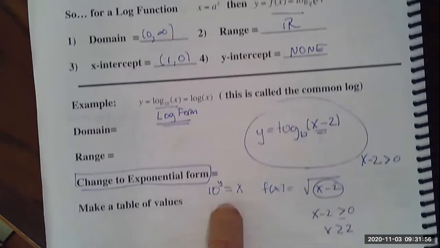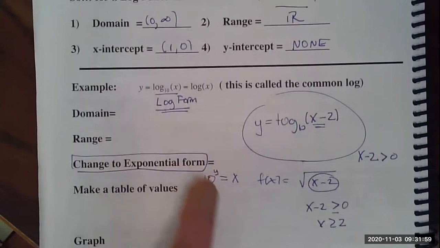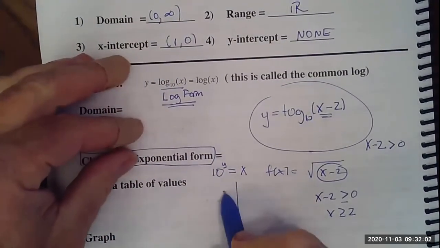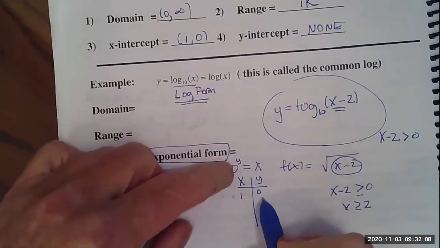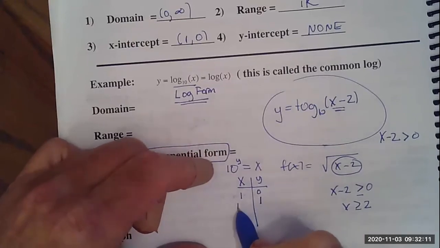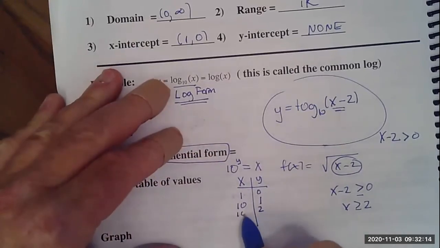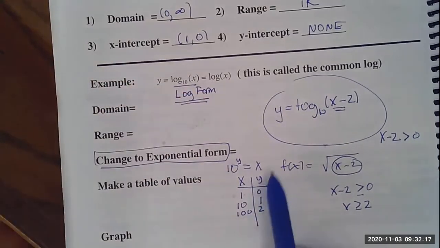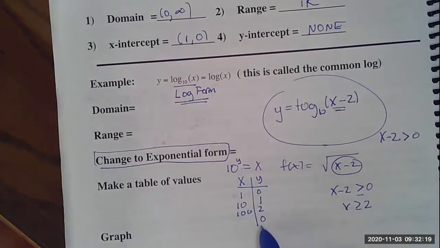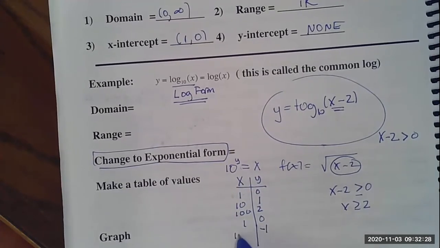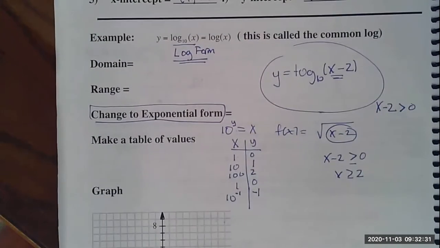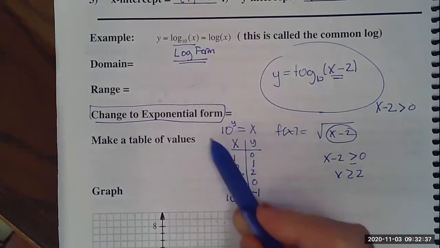The graph of this is the graph of that. The graph of this as a table of values looks like, here's your X and here's your Y. Put in a 0 and you get a 1. Put in a 1 for y, you get a 10. Put in 2 for y, you get 100. Oh, shoot. Let's put in a 0 for y: 10 to the 0 is 1. Put a -1 for y: 10 to the -1 power is a 10th. I just made a table of values for this.